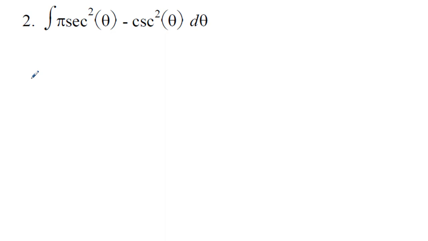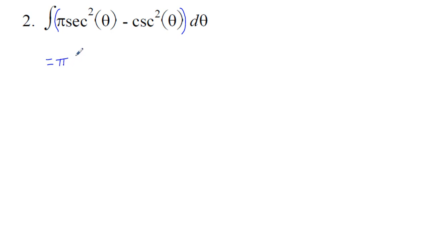Problem 2. We have the integral of pi secant squared theta minus cosecant squared theta, and it's not clear from this, but the intention here is to parenthesize everything before the d theta. And so I'm just going to simplify things.